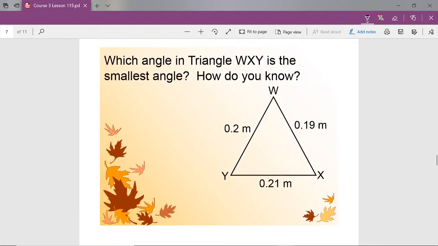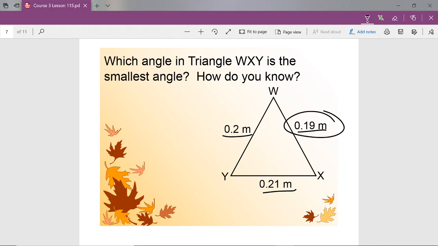All right, and then this is our last one. Which angle in the triangle WXY is the smallest? How do you know? Well, if I look at these different measurements, 0.2 meters, 0.21 meters, and 0.19 meters, all of the angles look similar, but I actually know that since this 0.19 is the smallest side, it has to be across from the smallest angle. So angle Y must be the smallest angle. And then the middle angle would be angle X, since it's across from the middle side. And W is my largest angle, across from the largest side.